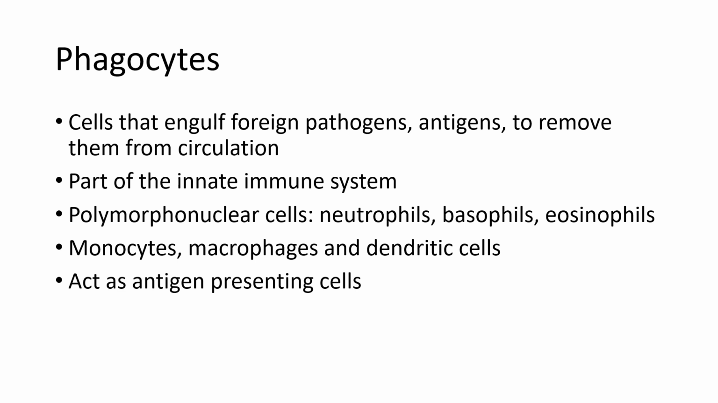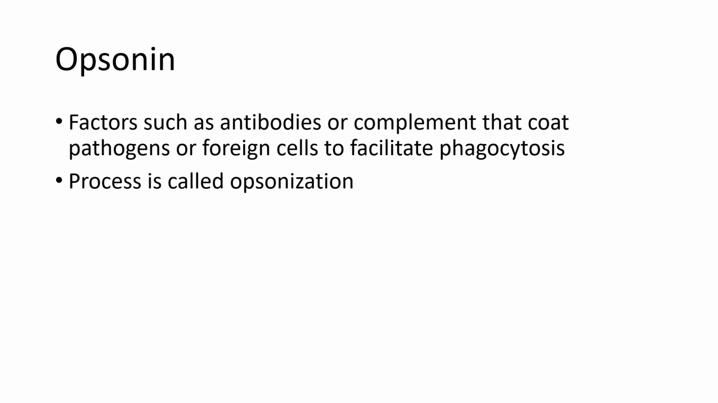Phagocytes. These are cells that engulf foreign pathogens, antigens, to remove them from circulation. Part of the innate immune system. These are polymorphonuclear cells: neutrophils, basophils, and eosinophils; monocytes, macrophages, and dendritic cells, and they act as antigen-presenting cells. Opsonin: a factor such as an antibody or complement that coats pathogens or foreign cells to facilitate phagocytosis. The process is called opsonization.